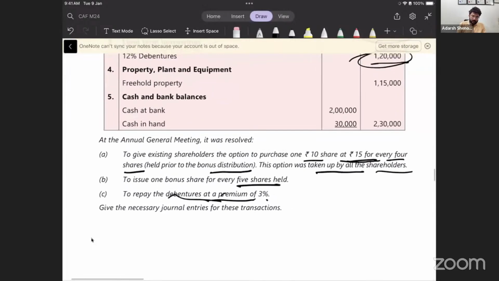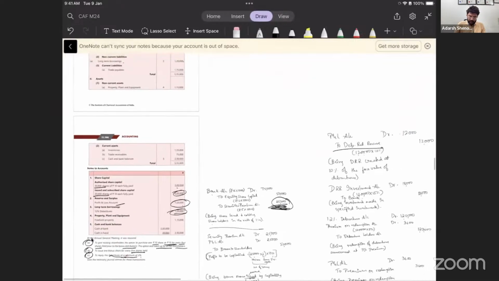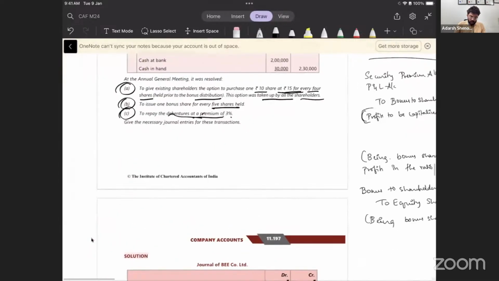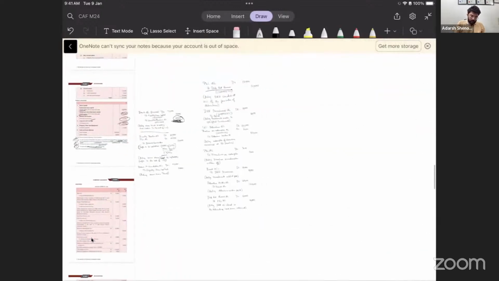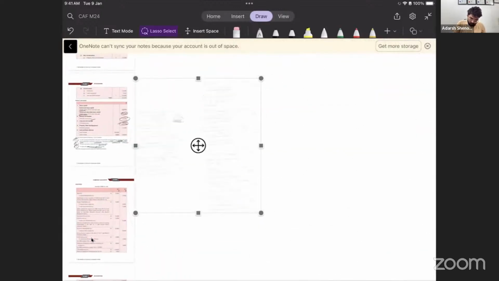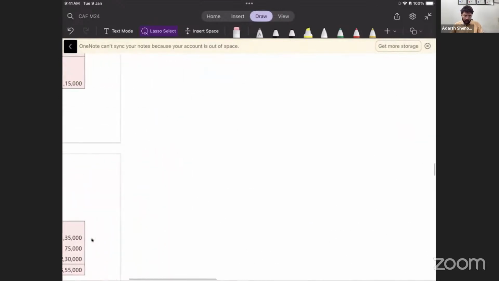Let's start. I will first take care of the right issue, bonus issue, then we'll go to the debentures routine entries. Let's start with the right issue first. Okay. Draw the journal entry format.